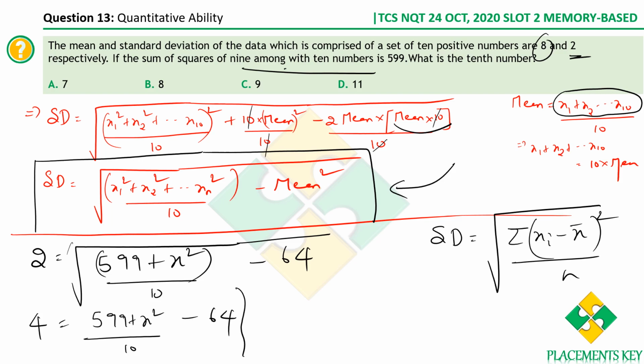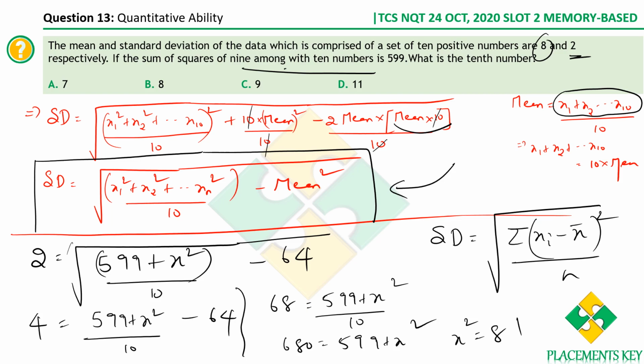So let's transfer 64 to the other side. You get 64 plus 4, 68. Okay, 68 is equal to 599 plus x square divided by 10. So you get 680 is equal to 599 plus x square. So you get x square is equal to 680 minus 599, that is 81. So you get x value as 9. So that is the 10th term that we are supposed to find, which is 9.